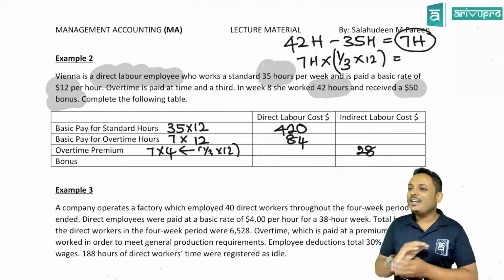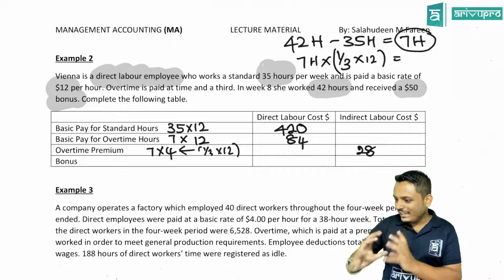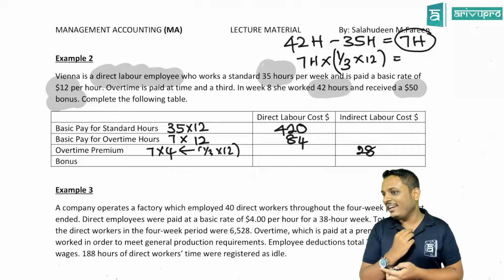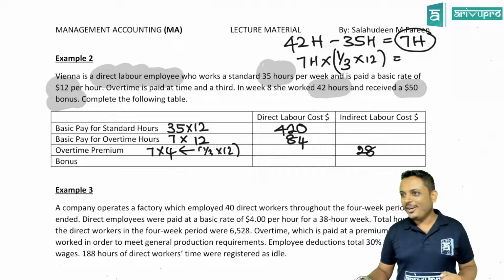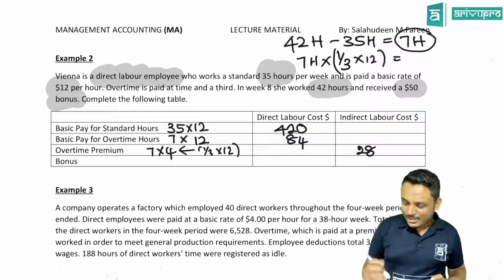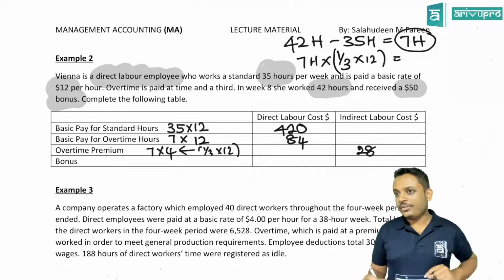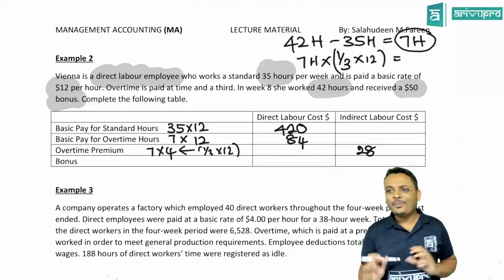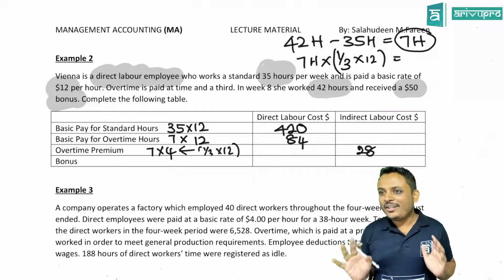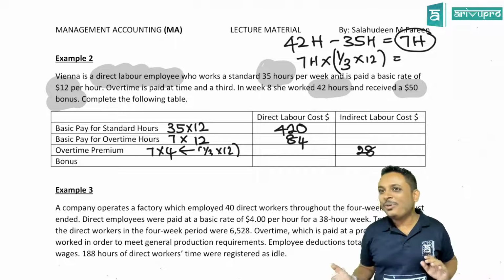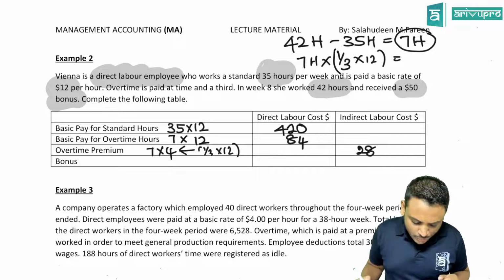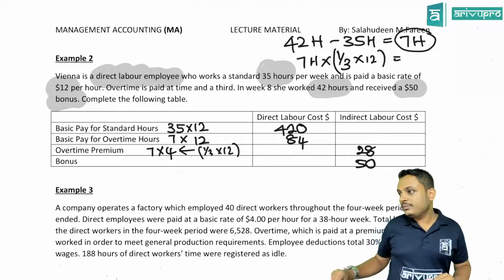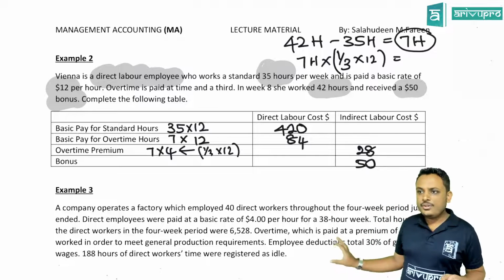There is overtime work, and if you want to get that work done quickly, you are ready to give an additional bonus. This additional bonus is always an indirect cost. The example understood? Now you understood why they are giving a bonus apart from overtime? So the overtime bonus, how much are they paying? 50. Direct or indirect? Indirect. Copy this. Rationale understood?